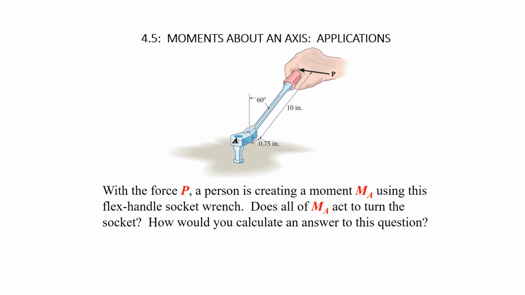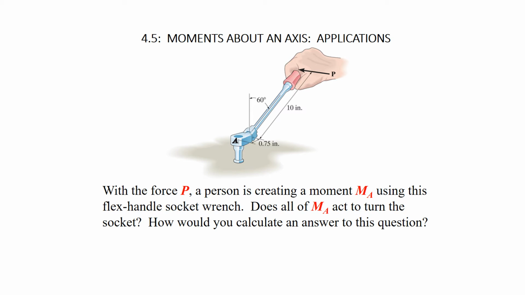In section 4.5, we cover moments about an axis. This is actually a fairly common situation. For example, anytime we're trying to use a wrench to turn a screw or a bolt, or to loosen a tire, what we're trying to do is create that turning motion about a particular axis, that is the line of the screw, or the direction in which the bolt needs to be tightened or loosened, when we're applying the forces or the couple or the moment to a particular wrench.